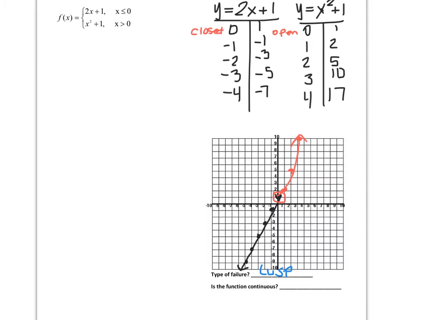And is the function continuous? And the answer is yes. The function definitely is continuous. You do not have to pick up your pencil to trace over this thing, right? It's definitely continuous, but it is not differentiable because there's a cusp.